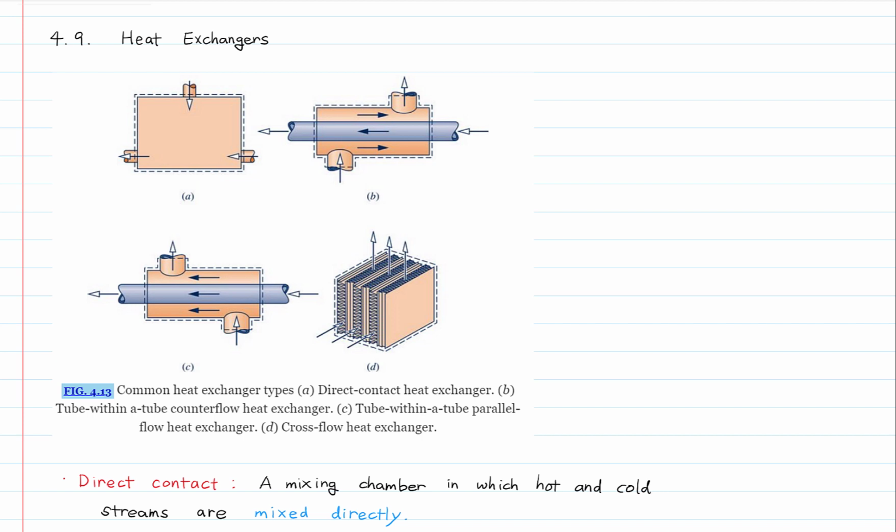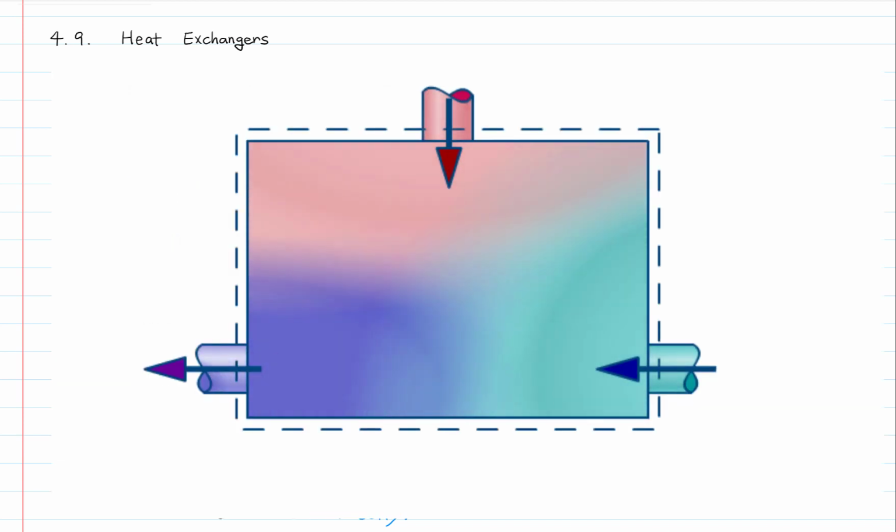Heat exchangers can be classified as direct contact heat exchangers and indirect contact heat exchangers. A mixing chamber is a direct contact heat exchanger. A common example of a mixing chamber is the mixing of hot and cold water in a shower. We mix hot and cold water to get warm water.